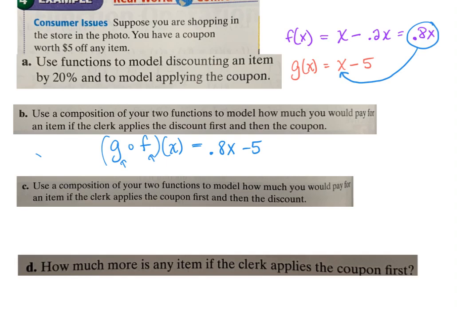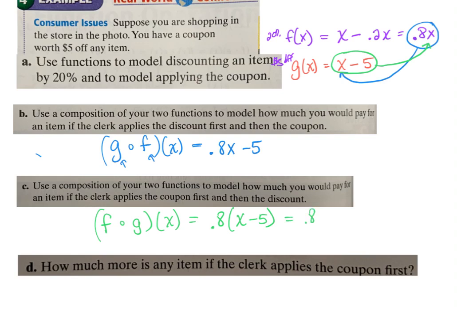Use a composition of functions if they applied the coupon first and then the discount. All right? So if I apply the coupon first, then I am going to have that one closest to my x, and I'm going to say f of g. Now I'm going to take my g function and I'm going to plug it into my f, right? So this is going to say 0.8, and instead of x, I'm going to write x minus 5. We're going to go ahead and distribute that. 0.8x minus, what's 0.8 of 5? It's 4, right? 0.8 of 5 is 4. So the earlier one is the composite if I do the discount and then my $5 coupon. This is the composite if I do the coupon first and then the discount, all right?